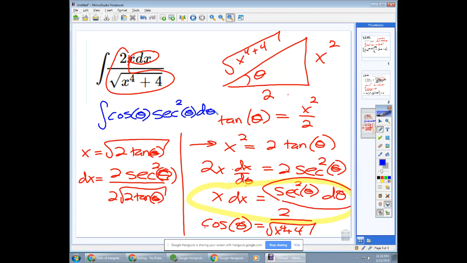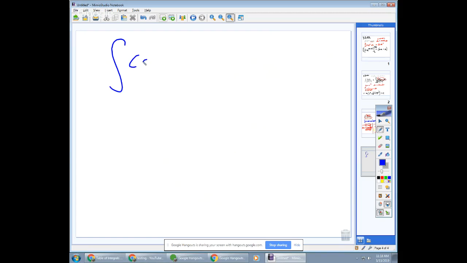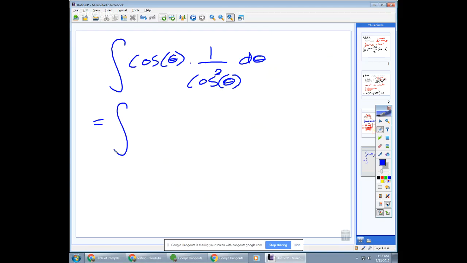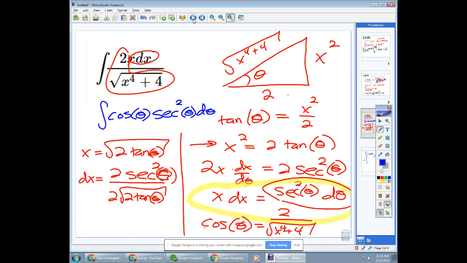Secant is 1 over cosine. So we now have cosine of theta times 1 over cosine squared, because it was a secant squared, which is secant in the end, because that's going to be a 1 over cosine. You get the cosine on the top. So what is 2 divided by the square root equal to? It's exactly equal to cosine. Yeah, so we got lucky there.